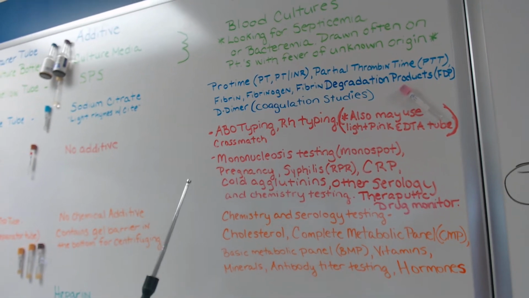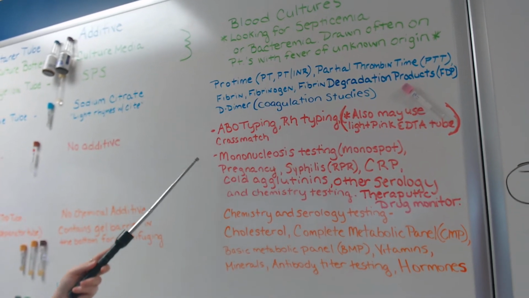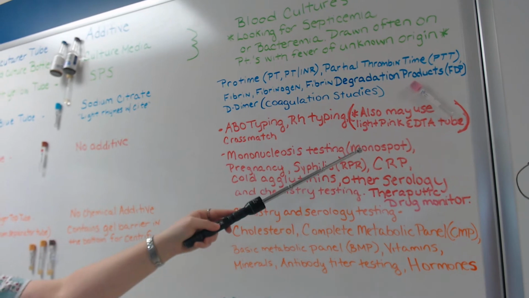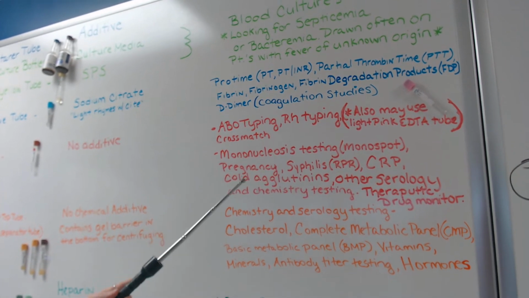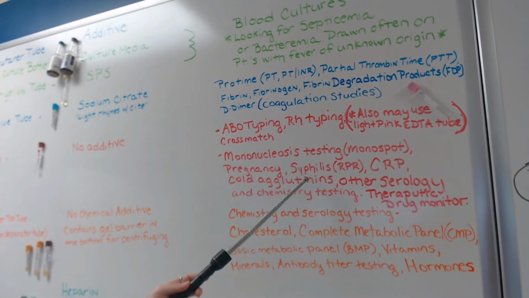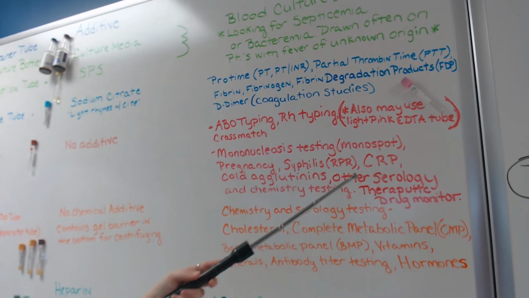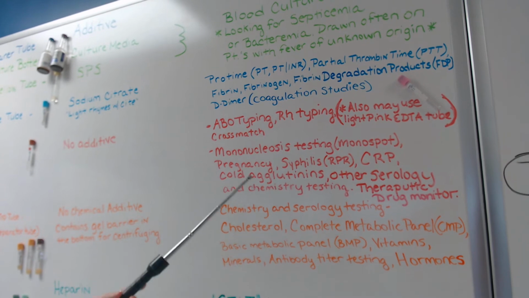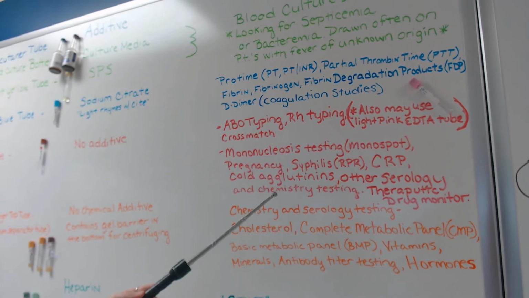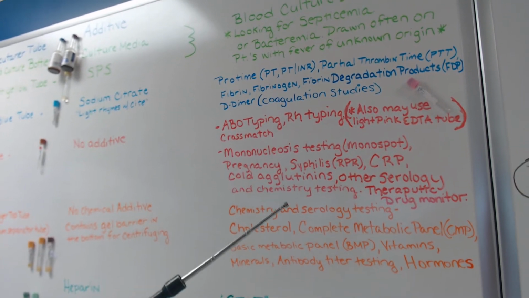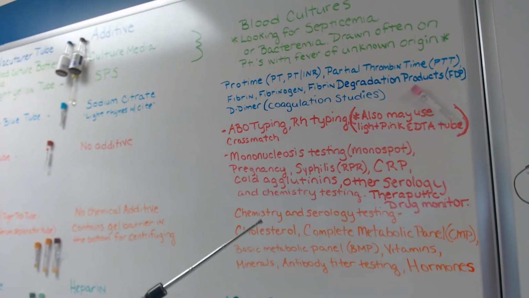Other tests that go into the red tube, there's mononucleosis testing, which is generally called a monospot, pregnancy tests, when you're looking for syphilis, which is usually your RPR, CRP, which is C-reactive protein, cold agglutinins, and then other serology and chemistry testing can go into that tube.